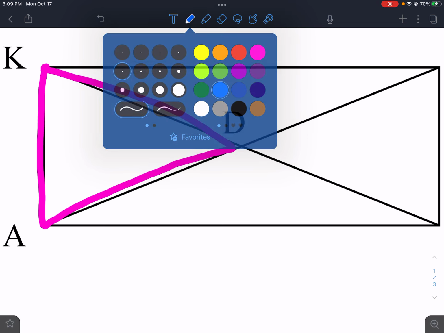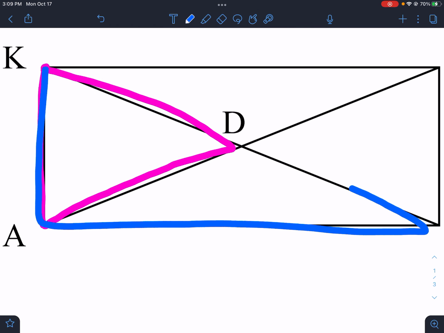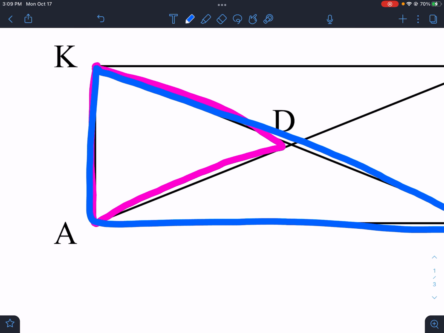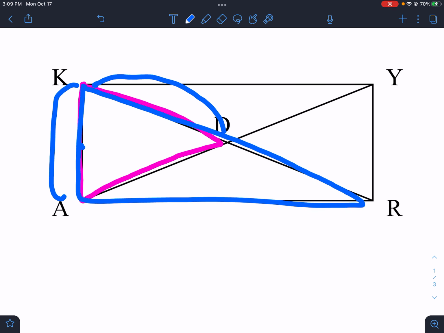Now, if I were to draw this bigger triangle here, does that have any overlapping parts with the pink triangle? Overlapping parts, do they have any shared sides or shared angles? And the answer is yes. They both use the side KA. So the pink triangle and the blue triangle both use KA. If I were to name them, KA would be in both those triangles' names. Now, a lot of you might be looking and be like, how about KD? Well, does the blue triangle have a side called KD? It does not. Now, KD is a part of one of its sides, but it's not the side. That is not an overlapping part.